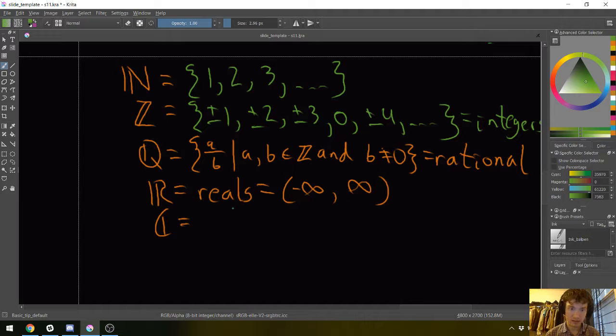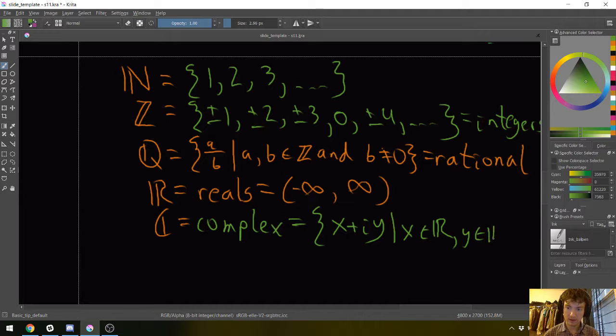Don't remember this, so I'm just going to guess irrationals. Not quite. So C is the complex numbers. So this is all like 1 plus 5i. So you can have imaginary numbers in here. You can have just i. x plus iy, where x and y are in R. So C is for complex. We don't actually have a symbol for irrational numbers.